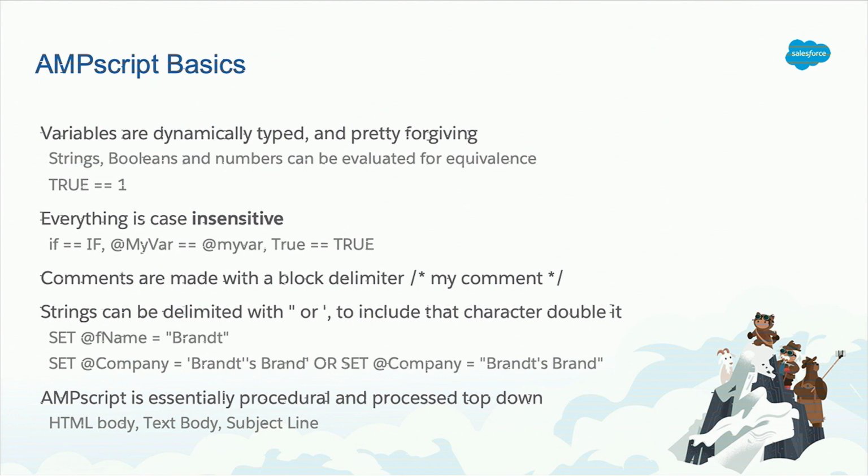Essentially, AMPscript is a procedural language. It processes from the top down. There's some nuance to that on the back end, so things like all the AMPscript calls are actually made at the end, but if you reference something below that you haven't defined above, it's not going to work, which is common across almost all programming languages. So just work your way from the top down.